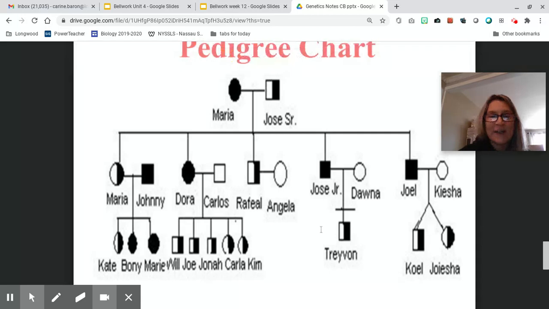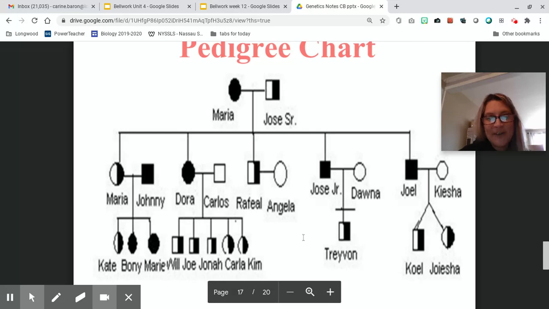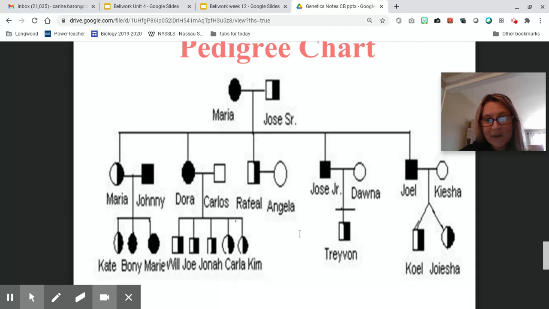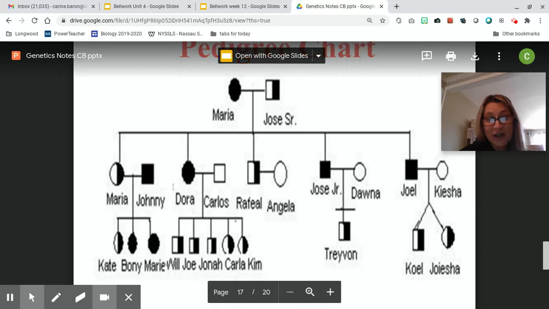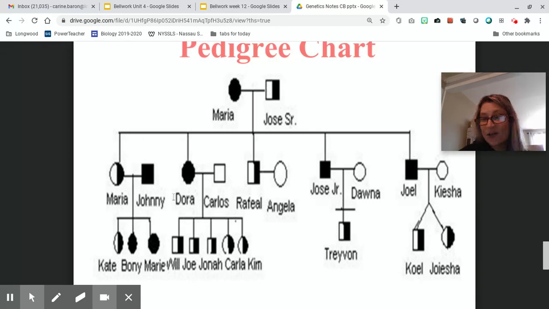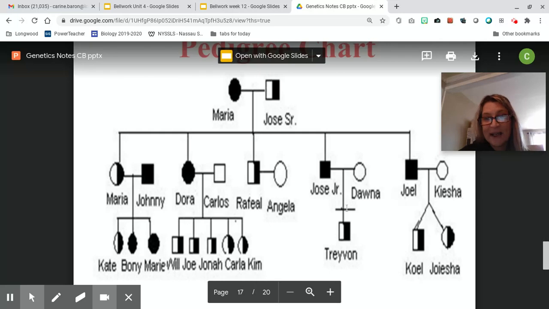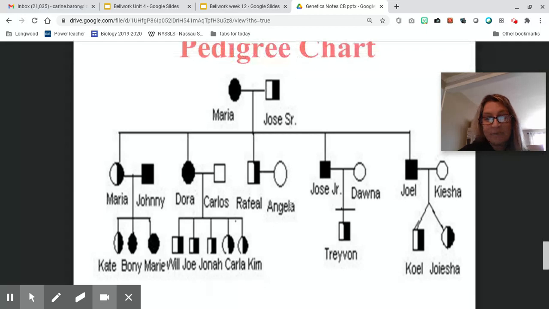Okay. All right, so that was some information you could find if you were going to list all of the carriers. You would list everybody that is halfway shaded in, and all of the people that have the trait would be fully shaded in, and if they don't have the trait, that would be Carlos, Angela, Donna, and Keisha, because they're not colored in at all. All right. Hopefully you understand a little bit more about pedigrees.